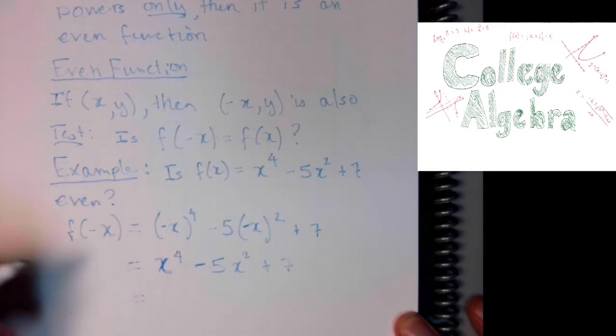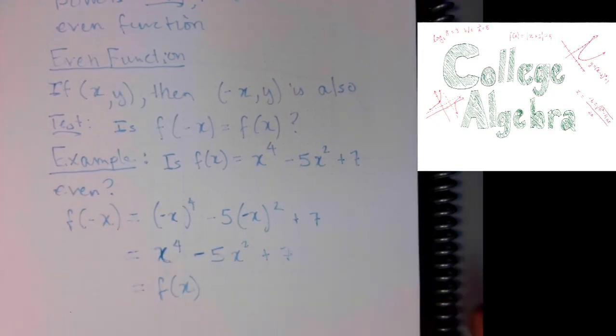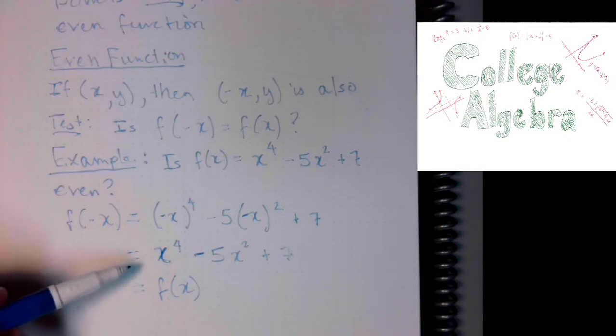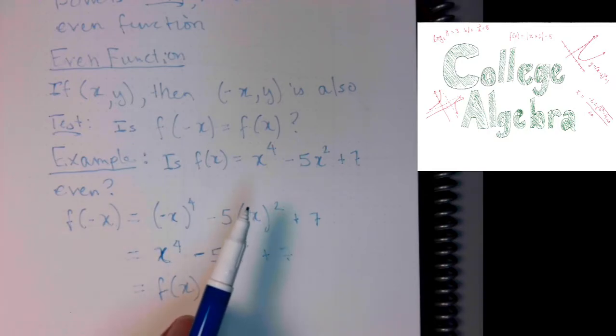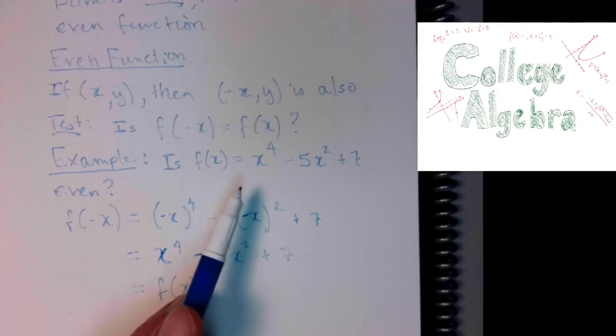So notice what we did was we took negative x and plugged that into the function, and we got back the original function. So this function passes the test. It is an even function.